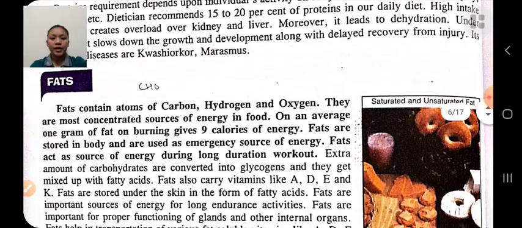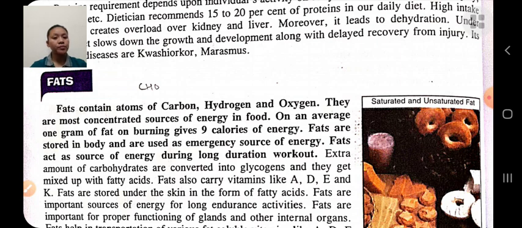Next is fat. Fat contains atoms of carbon, hydrogen and oxygen. Fats are the most concentrated source of energy in foods. Fats and carbohydrates provide you energy. On average, 1 gram of fat on burning gives you 9 calories of energy, whereas carbohydrate gives you 4 calories.